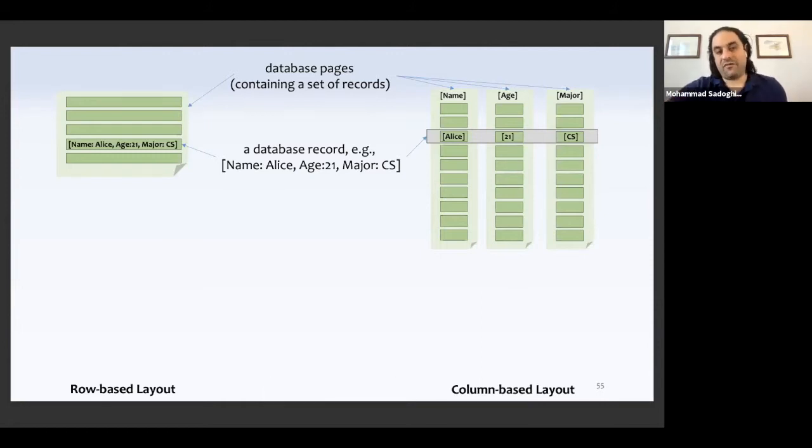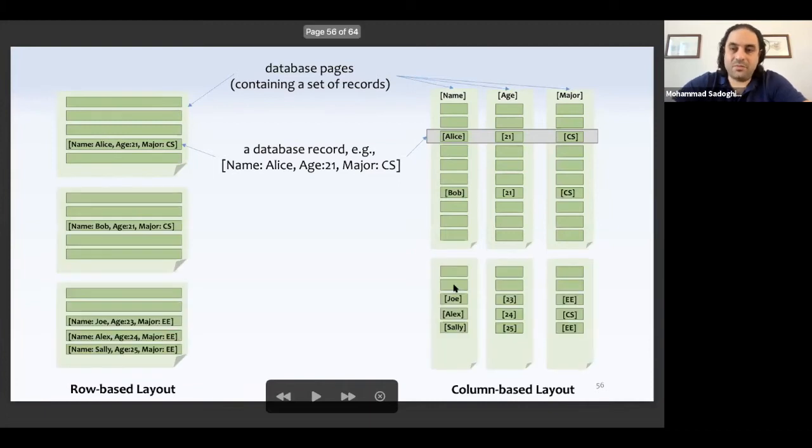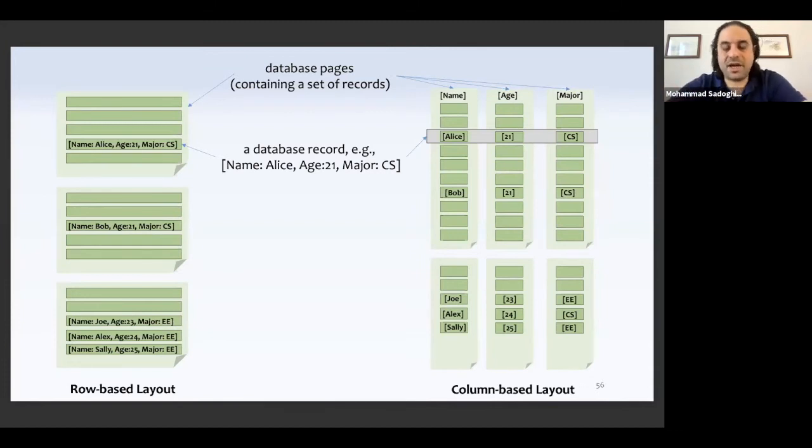If our student table, for example, contains name, age, and major, then in the row-based layout each record will have the values for all three attributes or columns. But in the column-based layout, we will have three different pages. In one, we just put all the names. In one, we only put all the ages. And in one, we put all the majors. Once these pages are filled, we can simply allocate more pages, and so you keep adding more pages as needed.